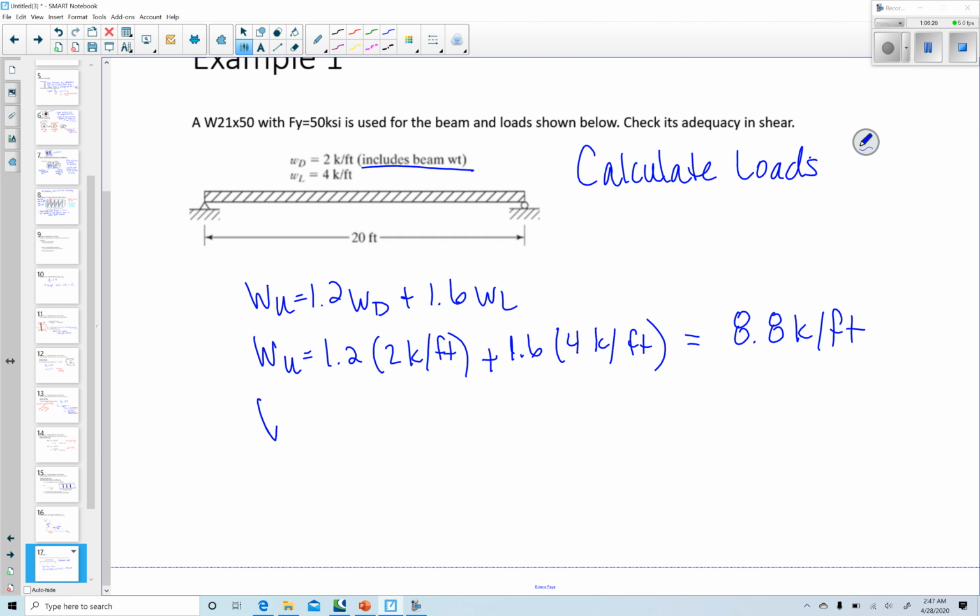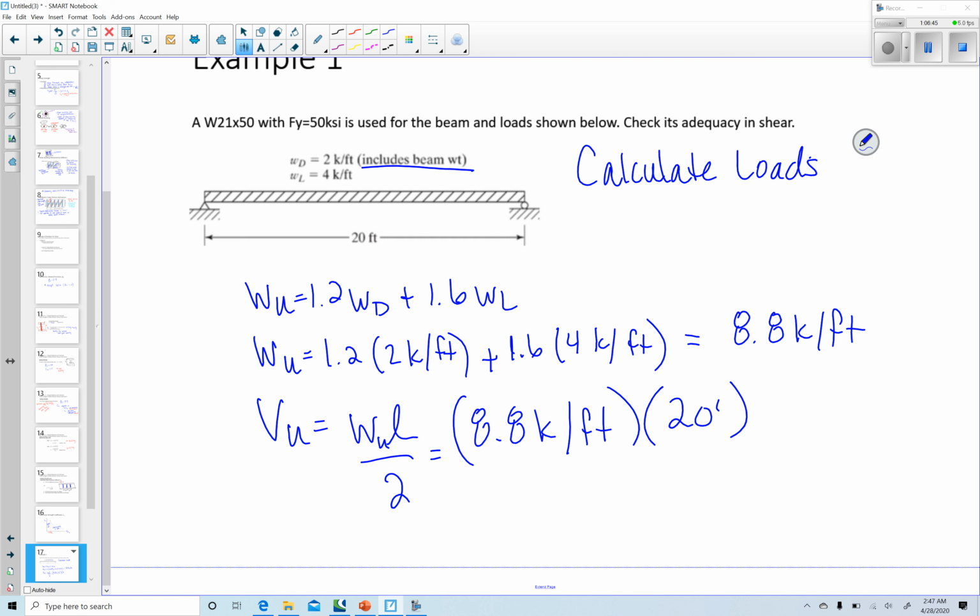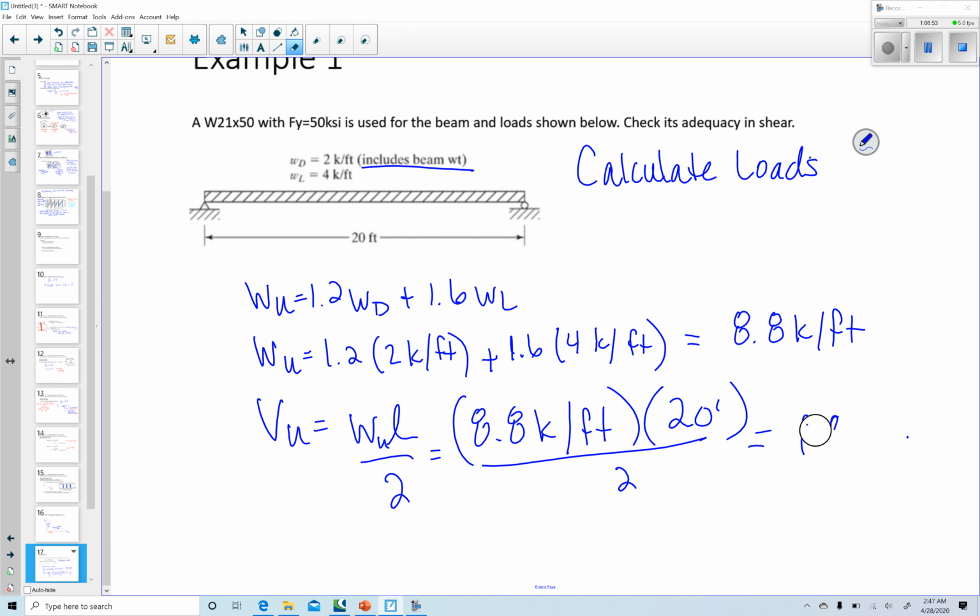WL/2, so W is 8.8 kips per foot, and length is 20 feet, divided by 2. That's 88 kips. Maybe you can do that in your head. So, would a W21x50 be able to hold up 88 kips?